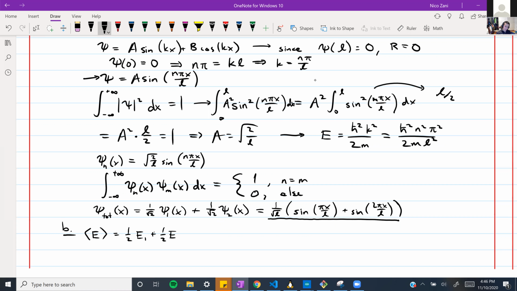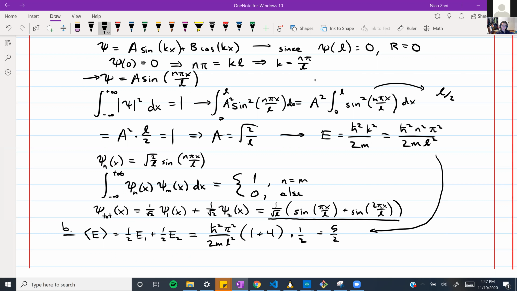Now, if you're a stickler for the mathematics, you can go ahead and actually apply the energy operator, which in this case is just the Hamiltonian, to each of these states. And what you will find is that you get this exact answer. More explicitly, this is equal to h bar squared pi squared over 2m L squared times 1 plus 4 times 1/2. So this is just going to be 5/2 of this guy right here.